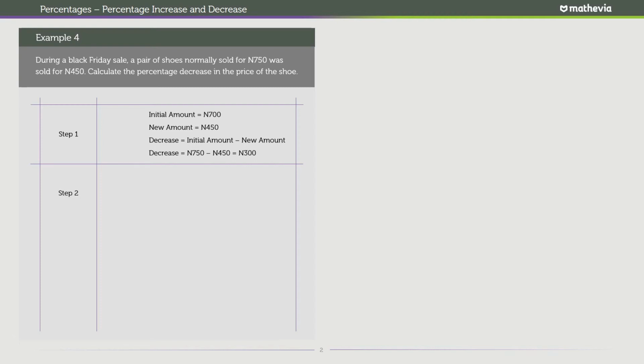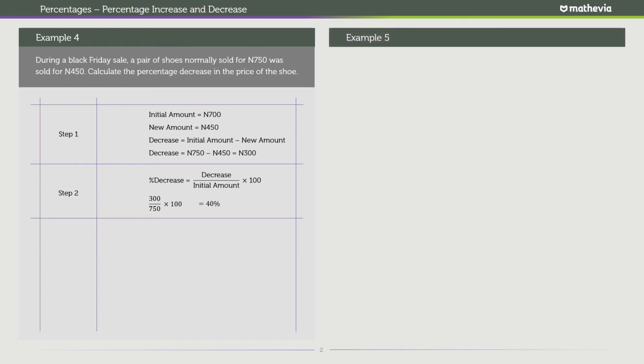Next, remember, percentage increase or decrease is always a percentage of the initial amount. So we have the decrease divided by the initial amount, times 100. The decrease divided by the initial amount expresses the decrease as a fraction of the initial amount, and then we multiply this by 100, and it expresses it as a percentage. And what we have in the end is 40%. Okay, so these are actually really simple.